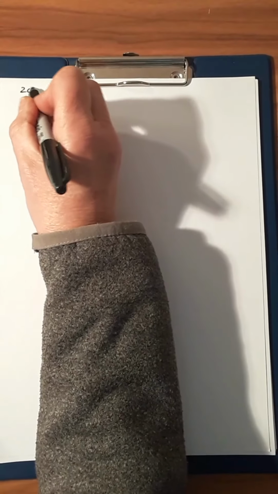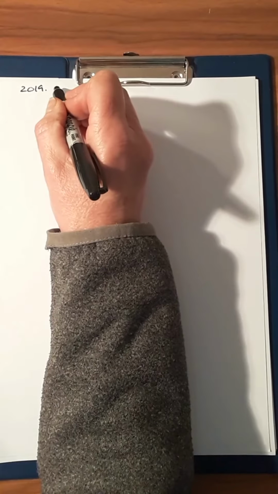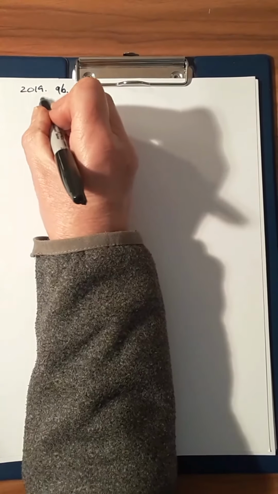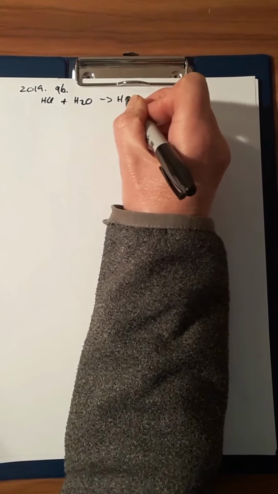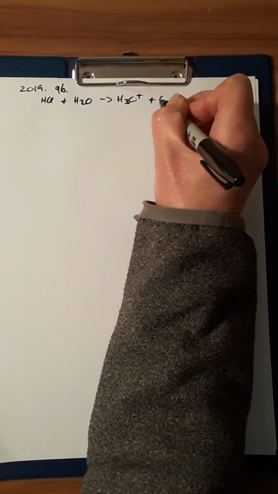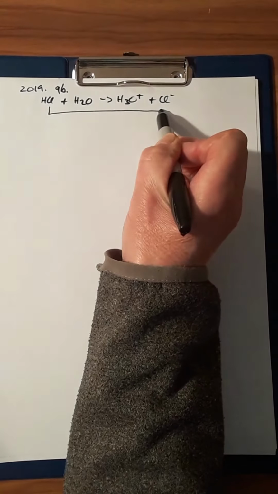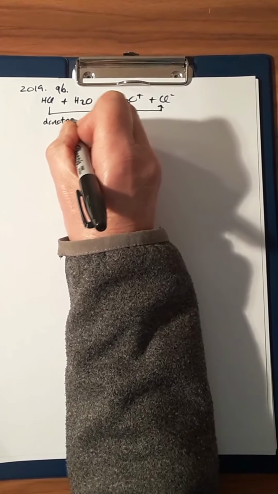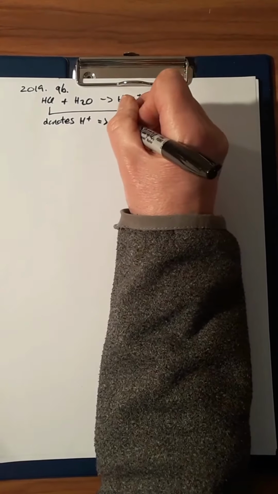So this is 2019. This is question 9, I think. 9b. Now then, when you put HCl into water, H2O, it dissociates into H3O plus and, of course, Cl minus. So when that happens, look at your HCl, it has donated a proton. So HCl donates a H plus. So if it's donated a proton, it's acting as an acid.